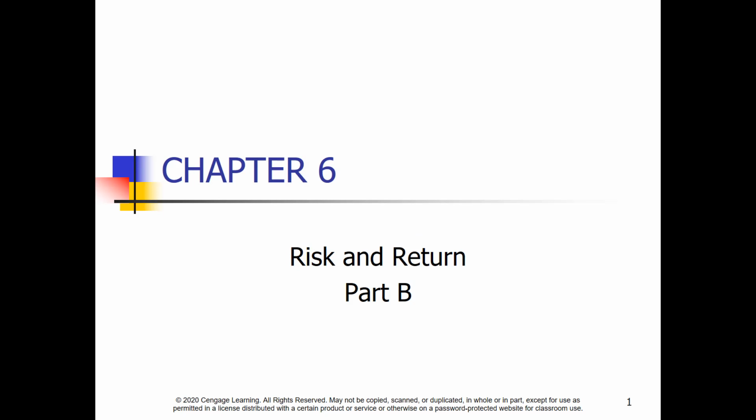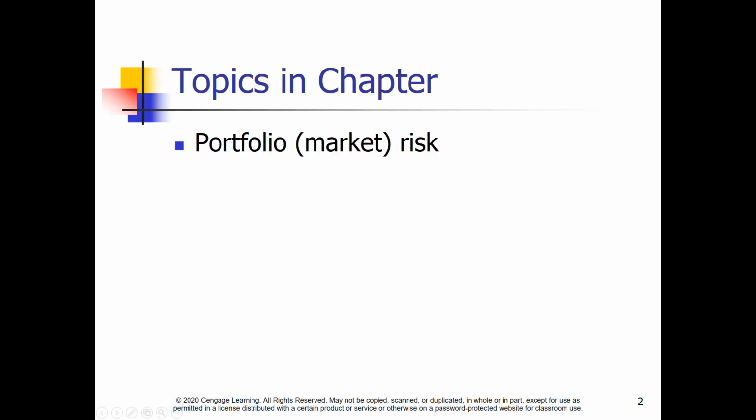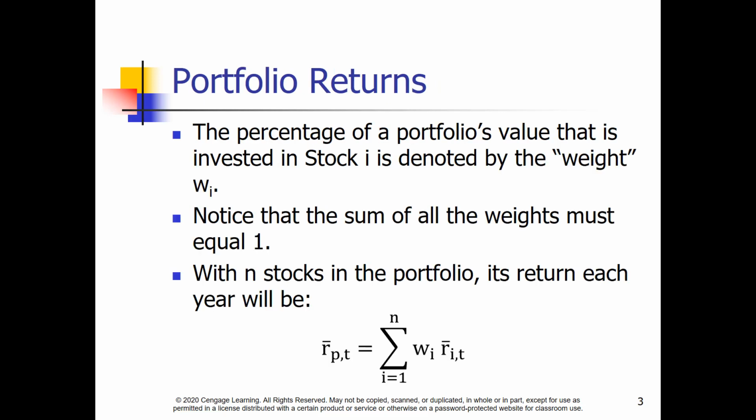This is Chapter 6, Part B. We're going to move from standalone risk to risk in a portfolio context. First, we need to find the expected return of a portfolio.